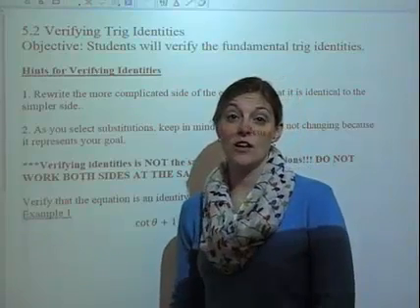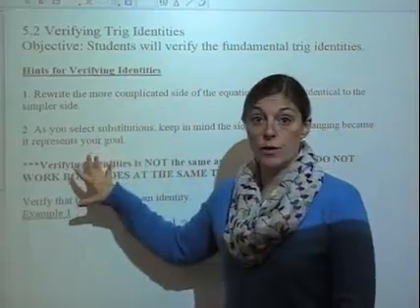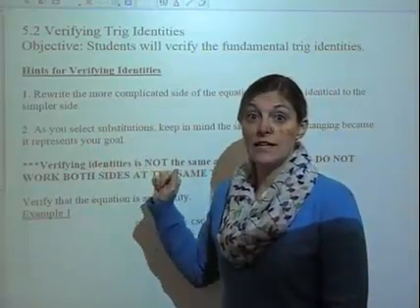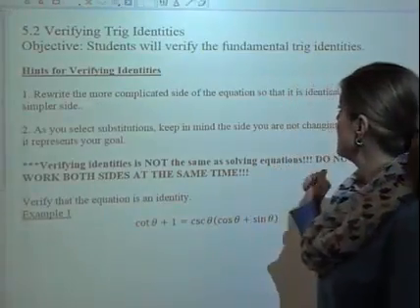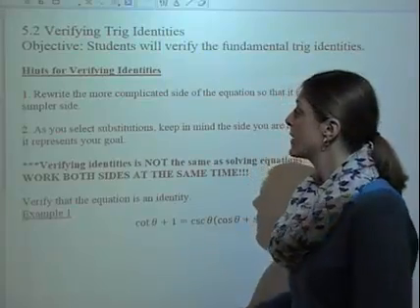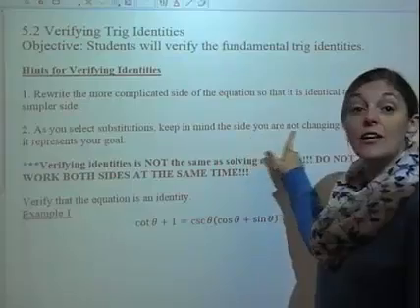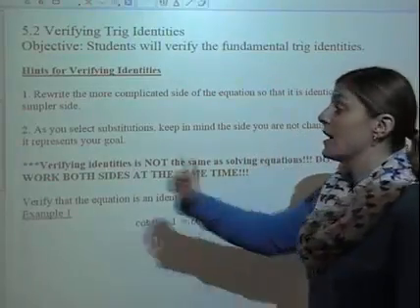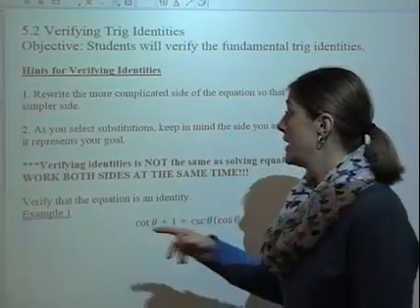So today we're going to talk about verifying trig identities, and there are some helpful hints for you in verifying those identities. So first you're going to rewrite the more complicated side of the equation so that it is identical to the simpler side. And as you select substitutions, keep in mind the side you are not changing because it represents your goal. So we're only going to work one side of the equation.